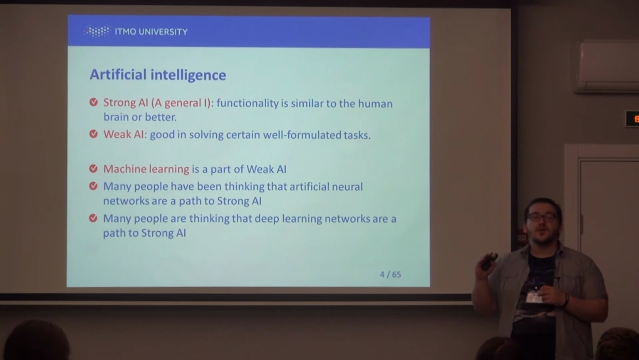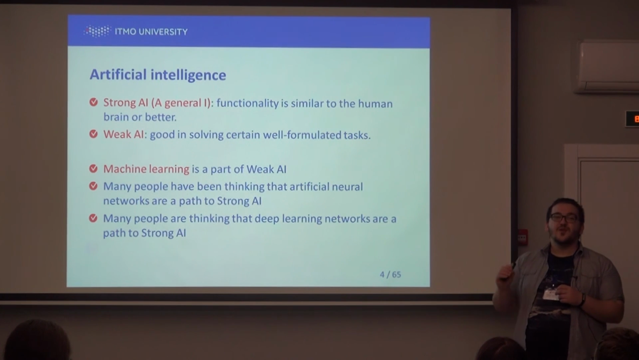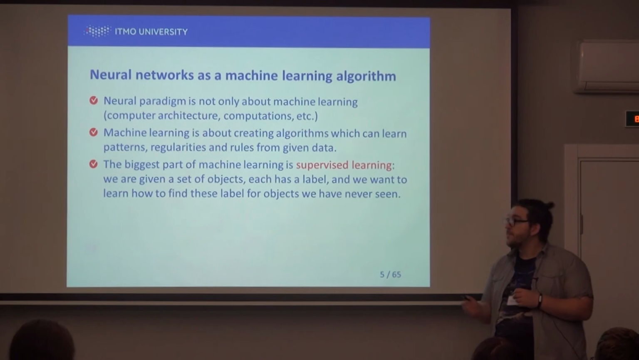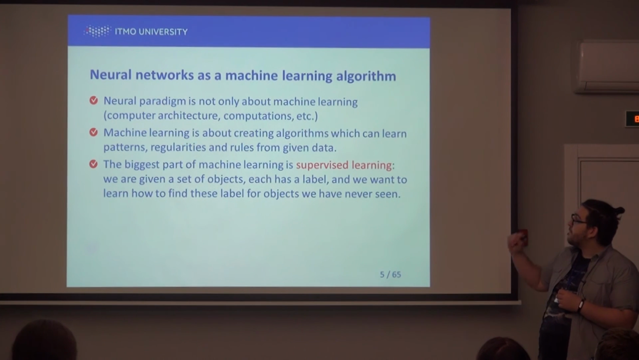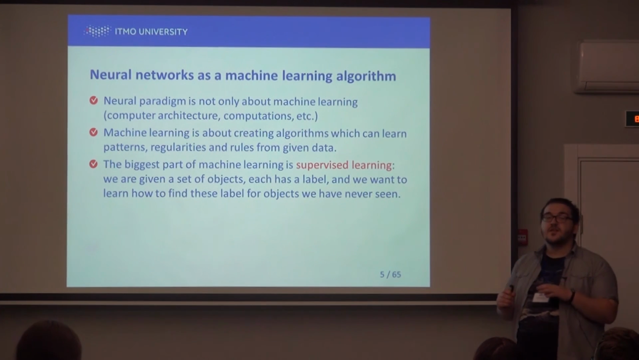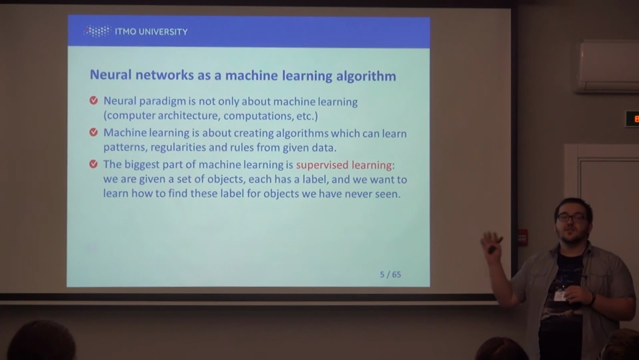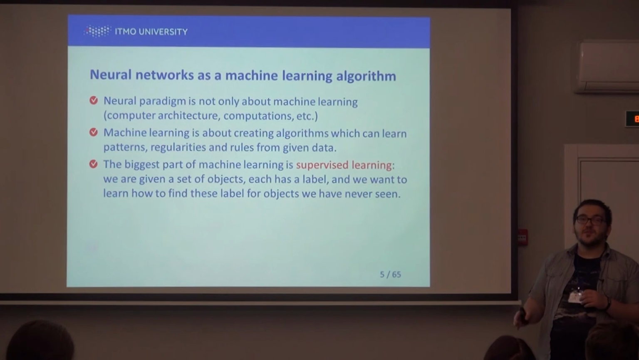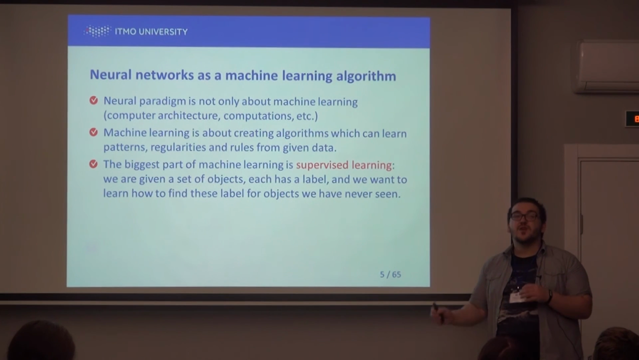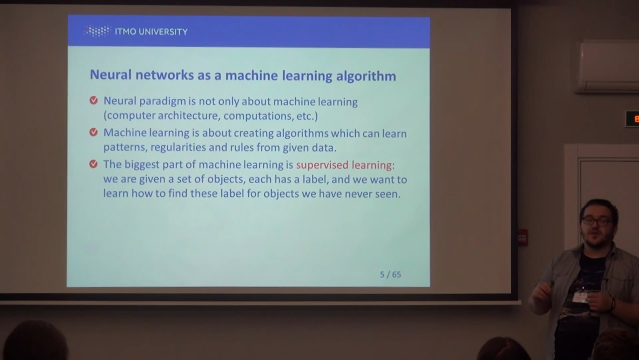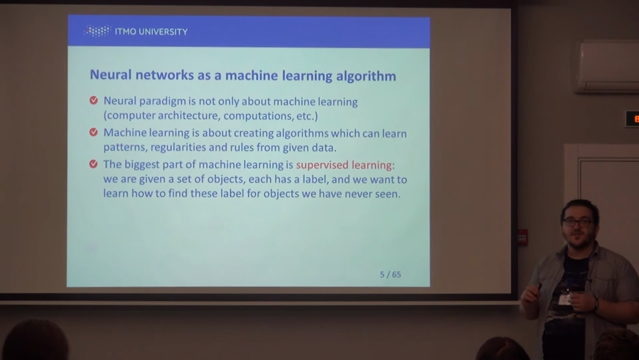However, there were and there are lots of people who believe that neural networks will be a key to strong artificial intelligence. In fact, neural networks are not only machine learning. There are lots of fields related to neural networks, such as neural computations or neural computers, which are not, in fact, machine learning. But I'll be talking only about machine learning and neural networks as machine learning algorithms.